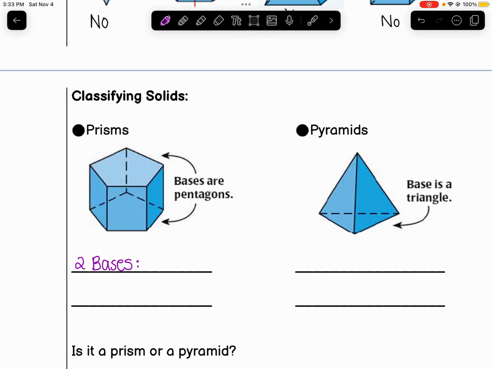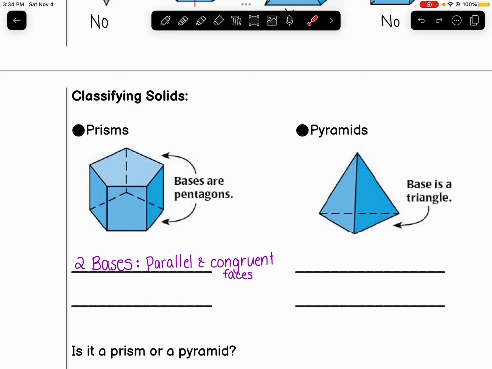On a polyhedron, the bases are the parallel and congruent faces. And so on this polyhedron right here, our bases are the pentagons on the top and on the bottom. They're parallel. This pentagon will never run into the bottom pentagon, and they are the exact same shape. This pentagon on top is the exact same shape as the pentagon on the bottom.